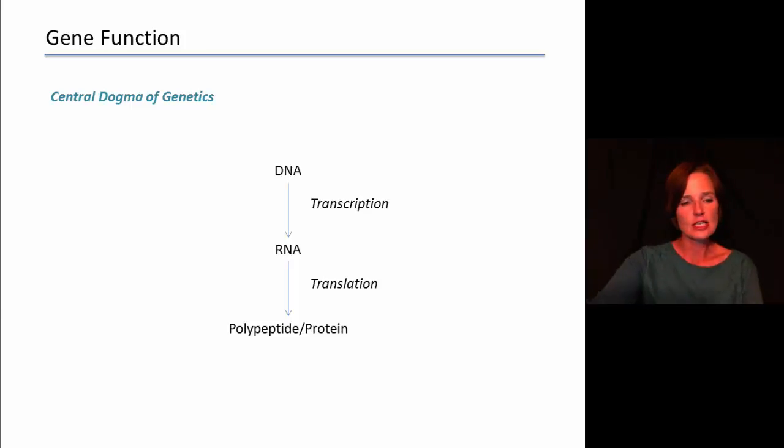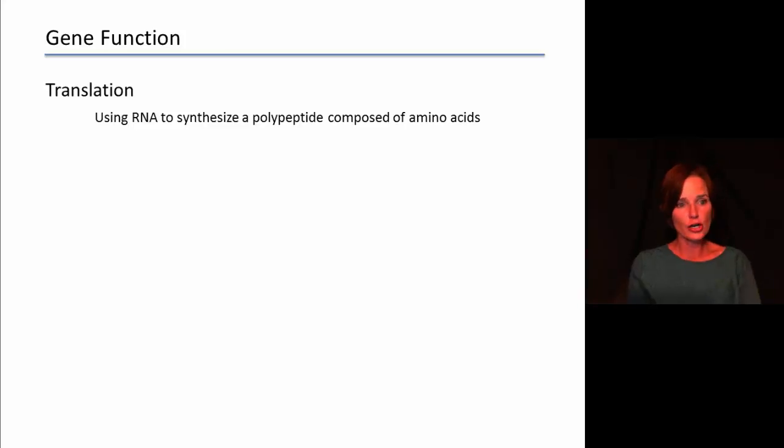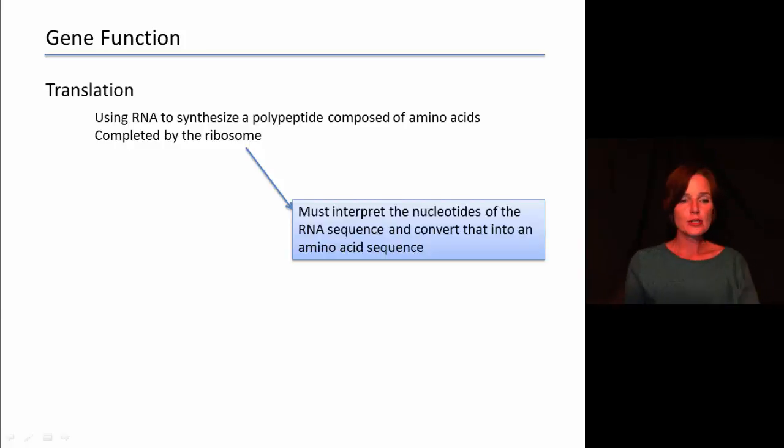Well, the process of translation specifically is using RNA to synthesize a polypeptide, which is going to be composed of amino acids. So it's a large polymer made up of amino acids joined together using peptide bonds. The instructions are going to be in the RNA molecule, and then we will have ribosomes that are able to interpret those instructions. So the ribosomes interpret the nucleotide sequence of the RNA molecule. They convert that sequence that they see into an amino acid sequence.